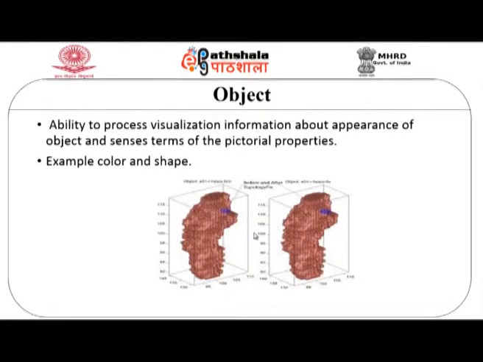The next one is object. It is the ability to process the visualization information about the appearances of the object and the senses in terms of the pictorial properties, for example, color and shape. We try to memorize the color and shape of the object, which helps us to remember the entire object.